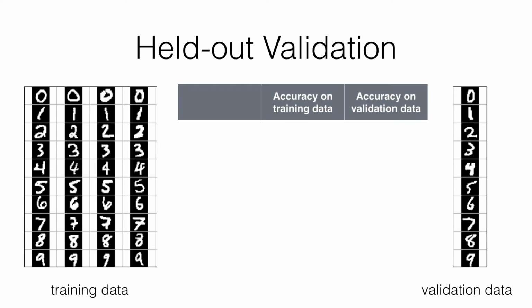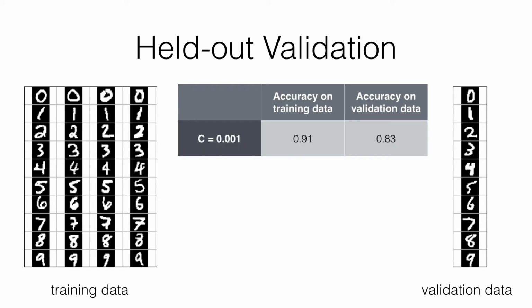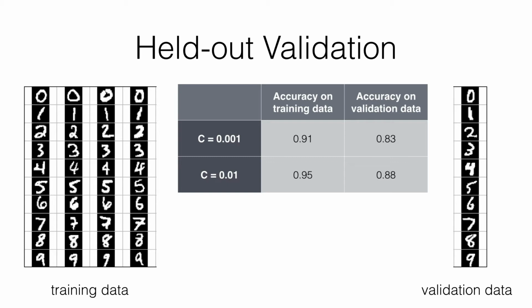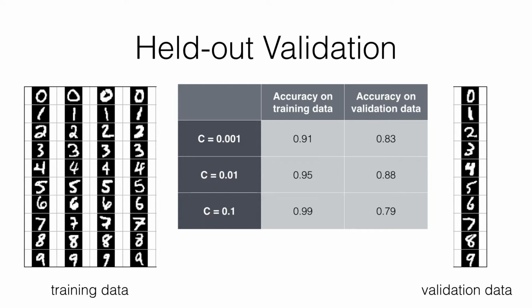So we would do something like this. We would build a table where we try different values of C, and maybe for C equals 0.001, we get 0.91 accuracy on the training data, but then we get 0.83 accuracy on the validation data. Then we try a bigger value of C, and we get even better accuracy on the training data and even better accuracy on the validation data, which means we're doing good. And then we maybe set C to 0.1, and we get really, really good accuracy on the training data, like 0.99. We only make one error every 100 digits.